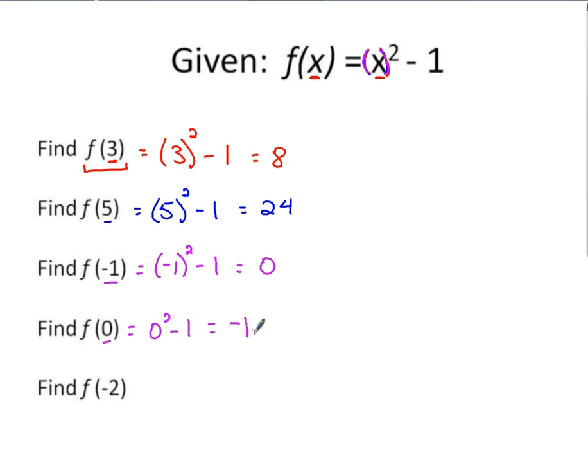And then just to conclude this idea, take -2. You're trying to find f of -2. -2 goes in, square that, subtract 1. -2 squared would be 4, minus 1, get 3. So all these answers we came up with, these are values for the function at each of their respective x values.